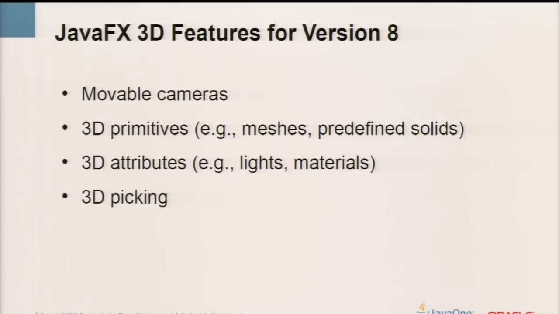So what we're adding is movable cameras. So you saw the fixed cameras. We're going to move them now. We've got various 3D primitives, 3D attributes, and then we're adding a few other auxiliary functions like 3D picking.